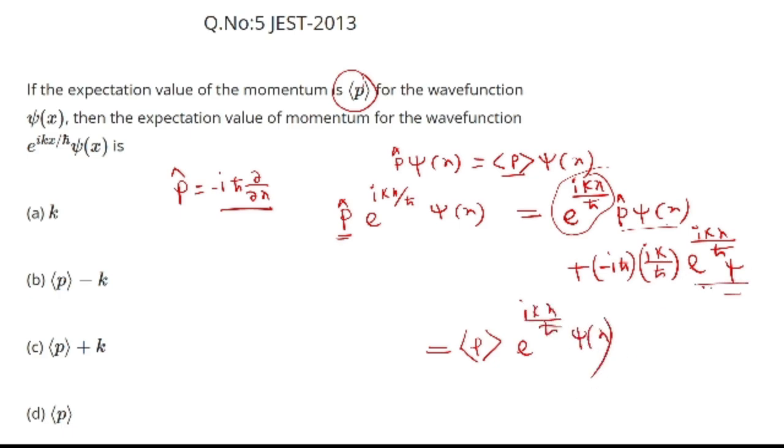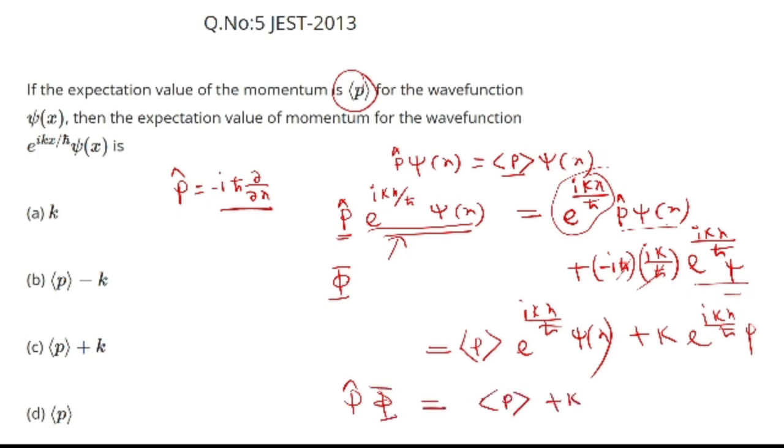And here we get this part as it is, and if we multiply this, h cancelled, iota iota, minus 1 and plus 1, so plus k, again this function e to the power iota kx by h cross psi. Now if we take this as another function, phi, then p phi equals p plus k into phi of x. Ultimately we can say that the expectation value of momentum for this wave function is p plus k, so option C will be the correct one.